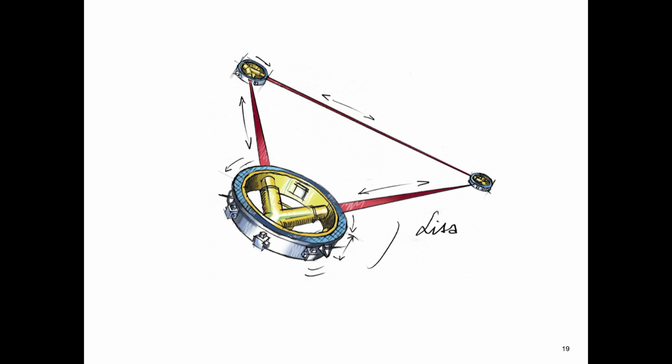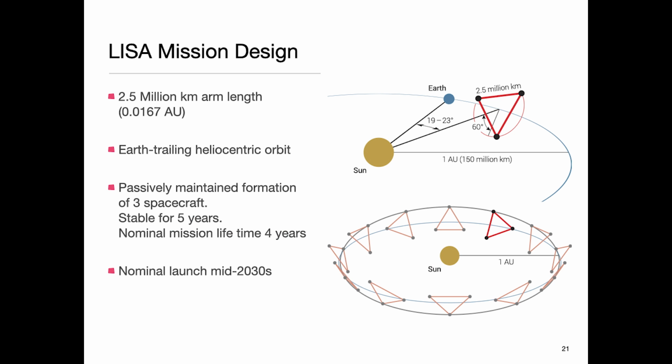They'll detect the motion of each other's position, and from there, they'll infer the presence of a gravitational wave. The design has them trailing the Earth. There's the Earth, there's the LISA constellation. Each arm is 2.5 million kilometers in size.